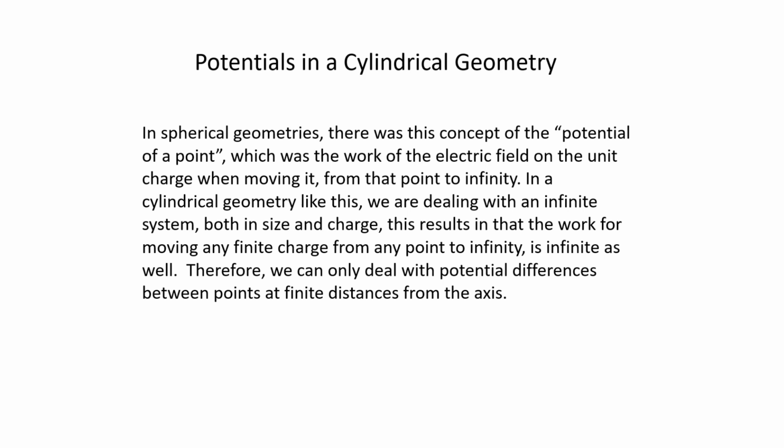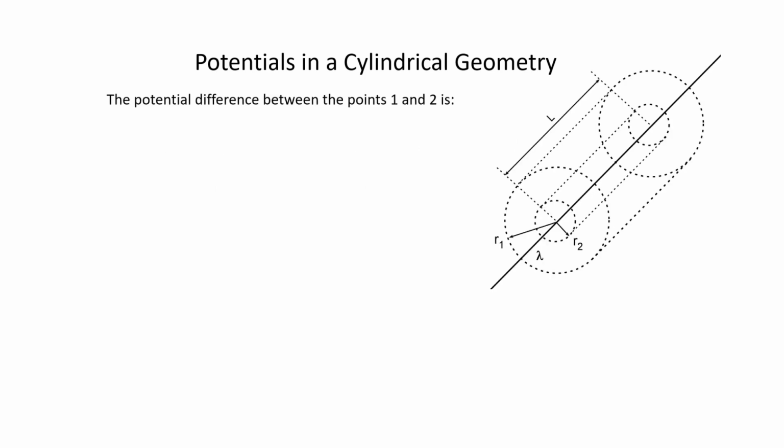In cylindrical geometries like this, we are dealing with an infinite system, both in size and charge. This results in that the work for moving any finite charge from any point to infinity is infinity as well. Therefore, we can only deal with potential differences between points at finite distances from the axis. Okay, the potential difference between points 1 and 2 is the line integral of the electric field between these 2 points, and since only the radial component can contribute to it, the line integral becomes just the integral of the electric field intensity between R1 and R2.